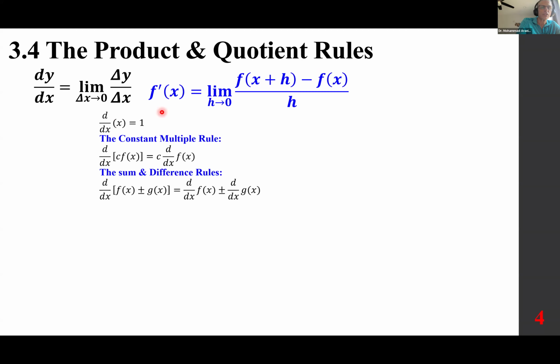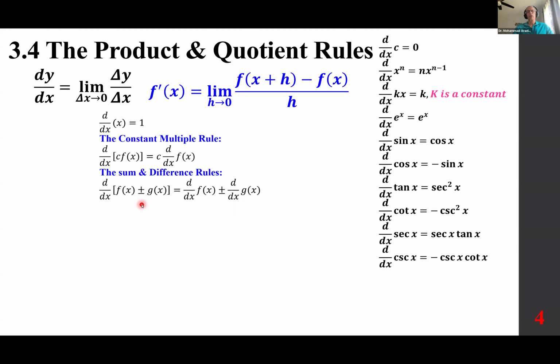The derivative of x is 1. The constant multiple rule says if you're taking the derivative of c times f of x, you can take the c out, and the sum and difference rule says that the derivative of f of x plus or minus g of x is the derivative of f of x plus or minus the derivative of g of x, which means just differentiate term by term. Some rules we looked at, starting with the power rule. As a result of that, the derivative of a constant is 0, the derivative of kx is k.